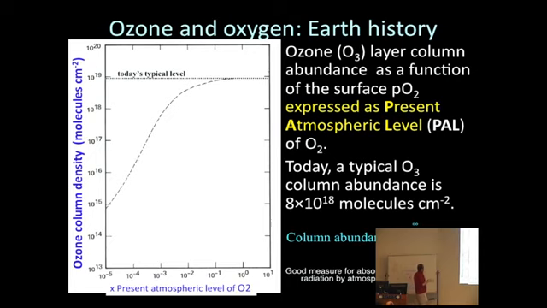The abundance of ozone is very nonlinear with respect to how much oxygen you have around. The reason for that is that when you make ozone, you photolyze an oxygen molecule, you make an oxygen atom. That oxygen atom has to join with another oxygen molecule. You now involve two oxygen molecules, so you wouldn't expect it to be linear. So this is the column, molecules per square centimeter, versus present levels of oxygen in the Earth's atmosphere. And you can see this non-linearity.